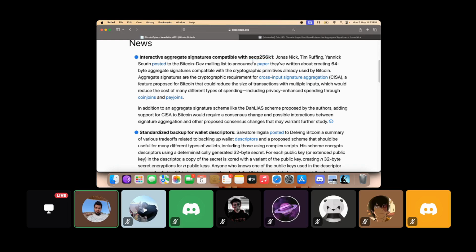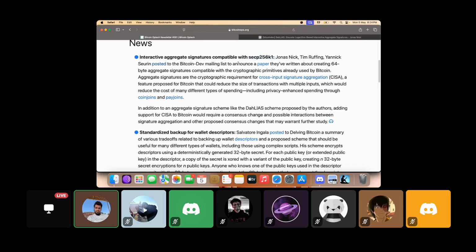For those of you who are not aware, secp256k1 is the elliptic curve which Bitcoin uses, right? Bitcoin uses this curve for generating public keys, for generating digital signatures, for validating digital signatures, right? That is what Bitcoin uses this curve for. So I believe there are other cross-input signature aggregation schemes as well, but they're not compatible with secp256k1.